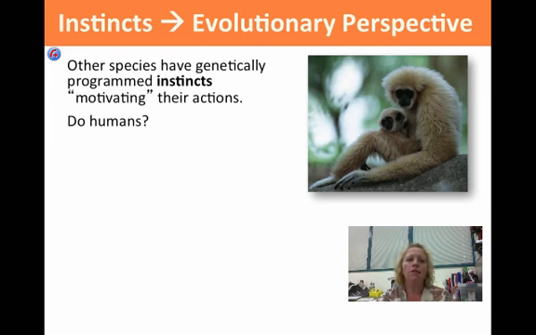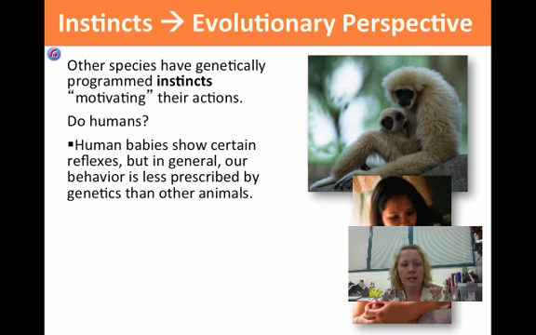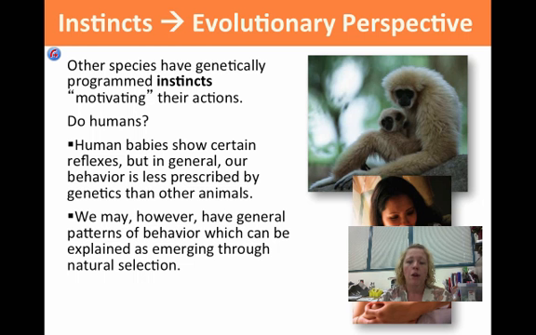Now, from an evolutionary perspective, other species have genetically programmed instincts motivating their actions. To humans, well, humans have reflexes, okay? We definitely still have some instinctual reflexes that we'll talk more about when we talk about development, okay? But our behavior is less prescribed by genetics than other animals, and there's a lot of evolutionary reasons for that. However, we have general patterns of behavior which can be explained as emerging through natural selection.